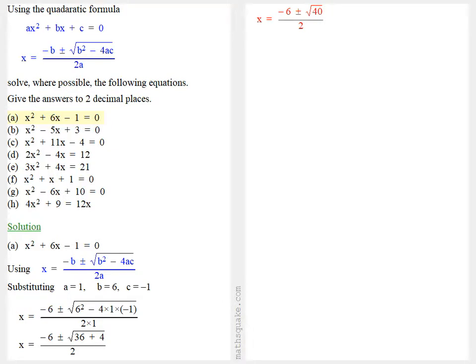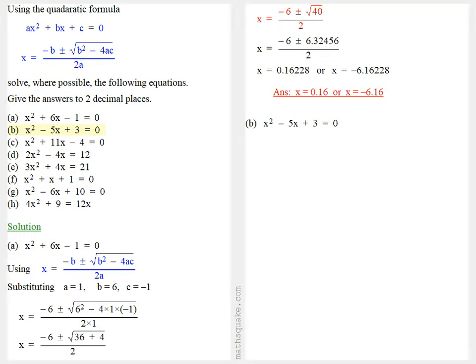Now we could leave that as the answer, or using a calculator we can get the square root of 40 is 6.32456, which means x is equal to 0.16228, or x is equal to minus 6.16228. Rounded off to 2 decimal places, that's x equals 0.16, or x equals minus 6.16.